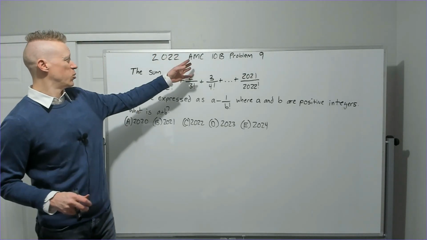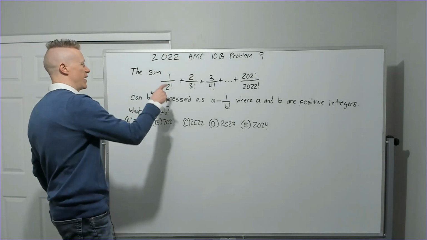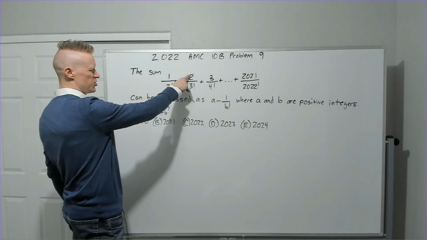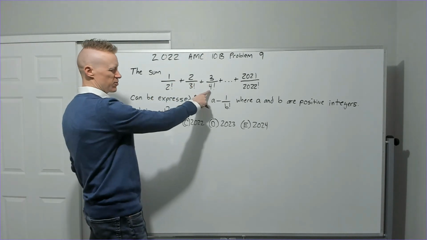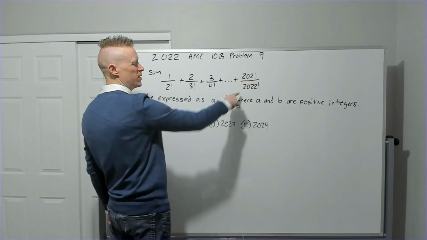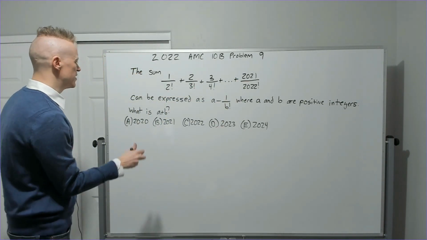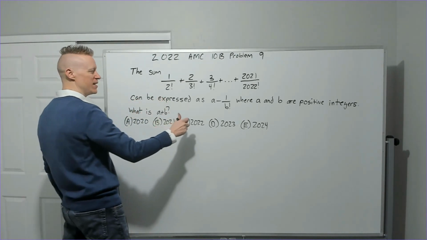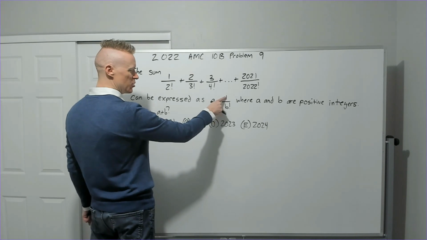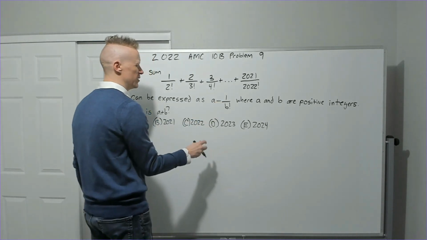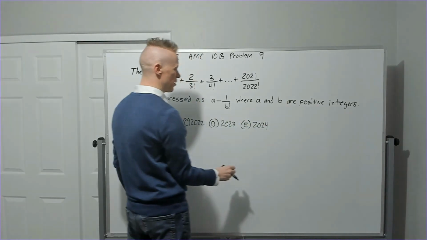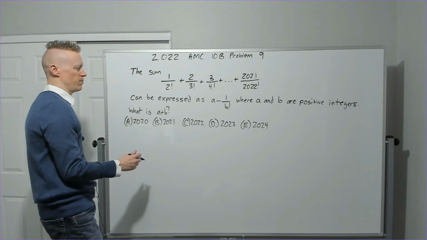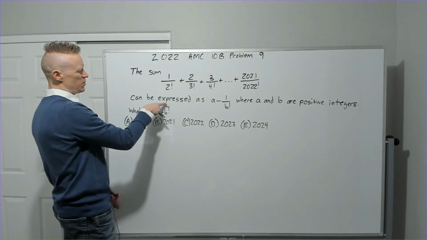Okay, and now we'll do the 2022 10B problem 9. The sum of 1 over 2 factorial plus 2 over 3 factorial plus 3 over 4 factorial all the way on to 2021 over 2022 factorial can be expressed, it doesn't have to be, but it can be, as a minus 1 over b factorial, where a and b are positive integers. What is a plus b? There must be only one possible value for that. Let's just see what happens here.